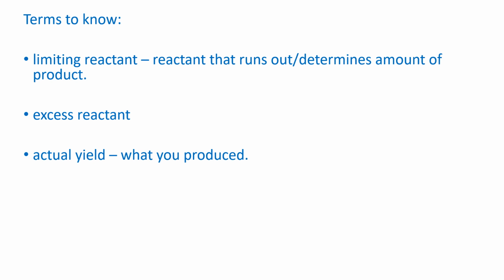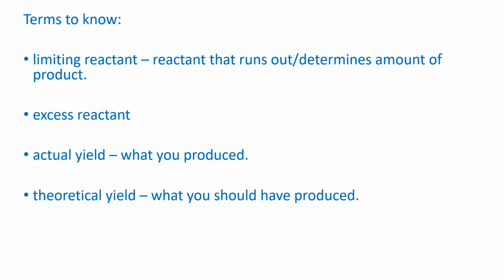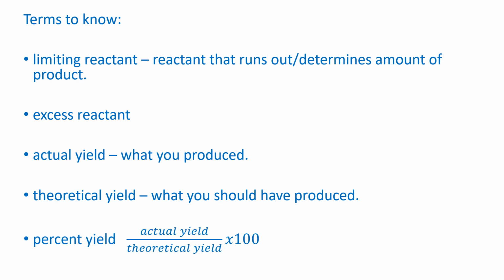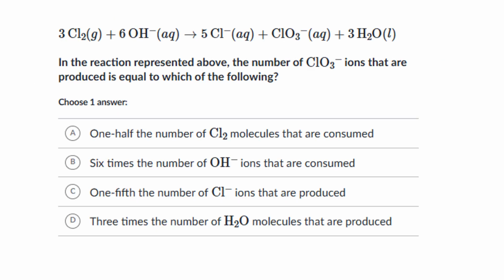Actual yield, what did you actually produce in the lab? Theoretical yield, using the math, using the stoichiometry, what should you have made? And of course, percent yield is a term that simply means actual over theoretical times 100. So we want to get as close to 100 as possible.